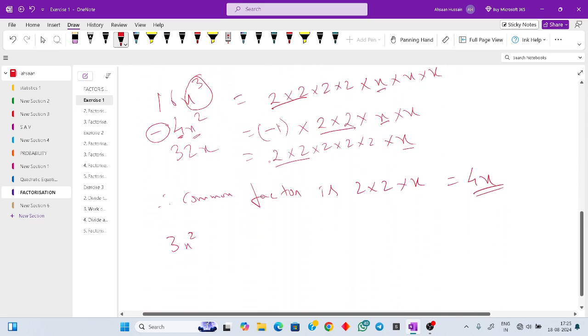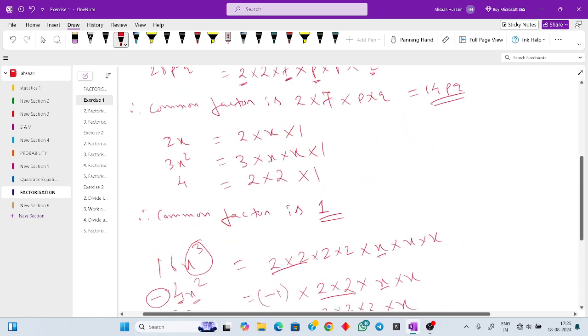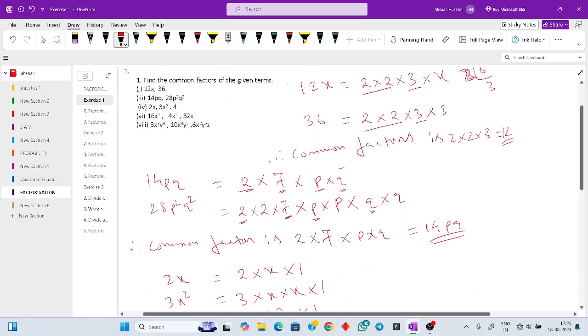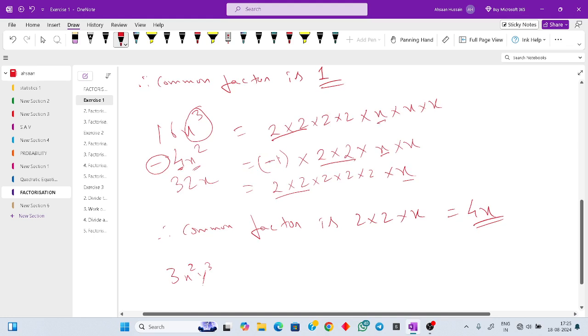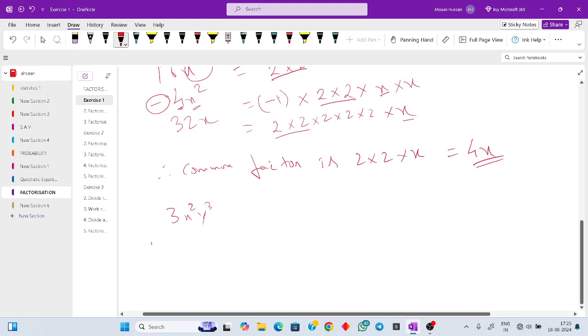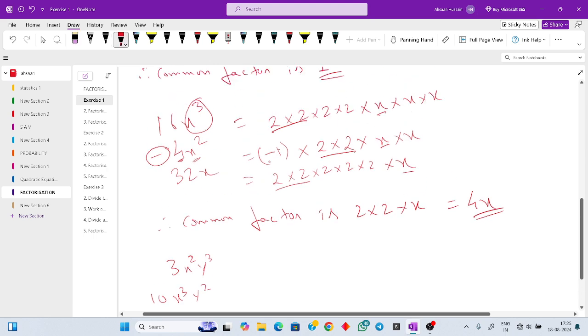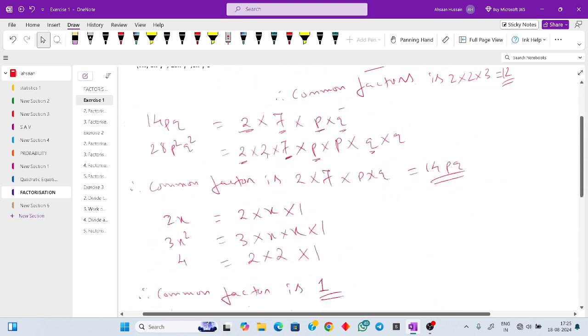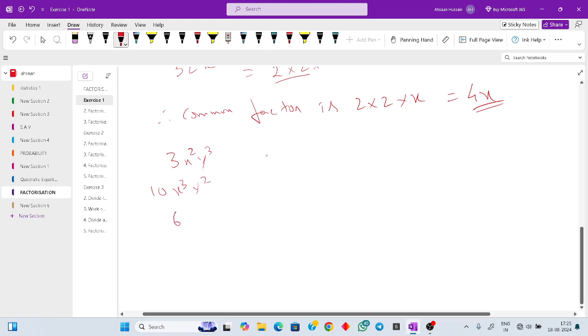The last question is 3x square y cube, 10x cube y square and 6x square y square z.